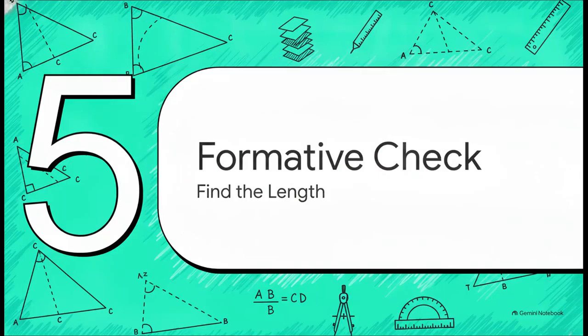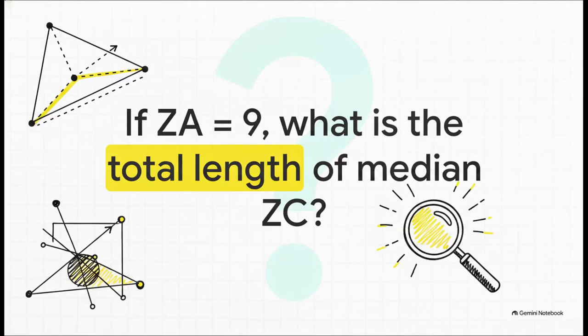Let's test your knowledge in Section 5. Formative check. Find the length. All right, think back to the theorem we discussed a few minutes ago about medians and centroids. If point A is the centroid of our triangle, and the segment from the vertex to the centroid, ZA, has a length of 9, what is the total length of the full median segment ZC? Take a second. I really want you to challenge yourself to recall that specific distance rule we talked about.